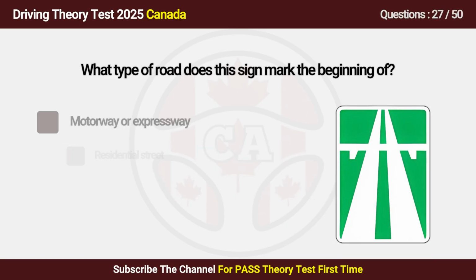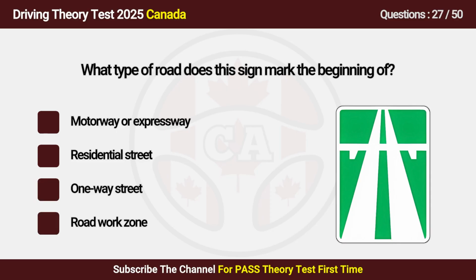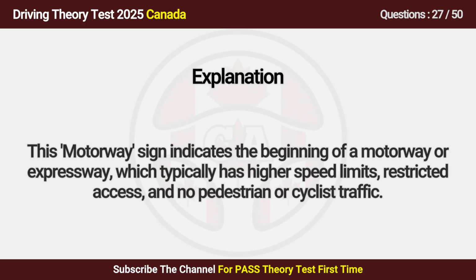Question 27. What type of road does this sign mark the beginning of? A. Motorway or expressway. B. Residential street. C. One-way street. D. Roadwork zone. Answer is A, motorway or expressway. This motorway sign indicates the beginning of a motorway or expressway, which typically has higher speed limits, restricted access, and no pedestrian or cyclist traffic.